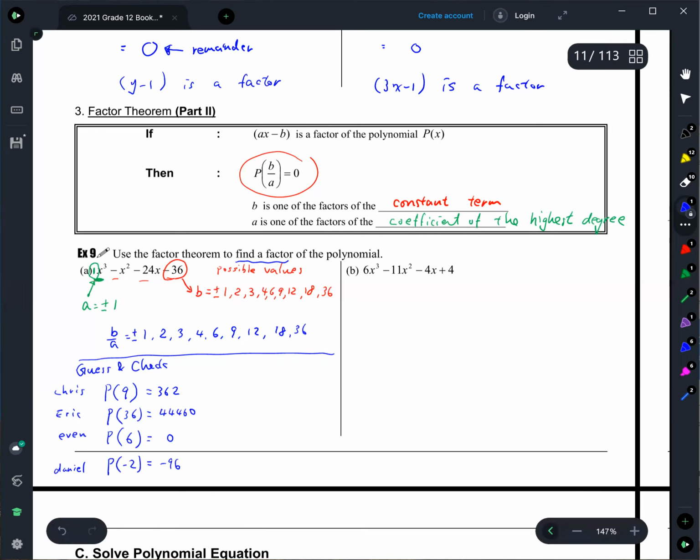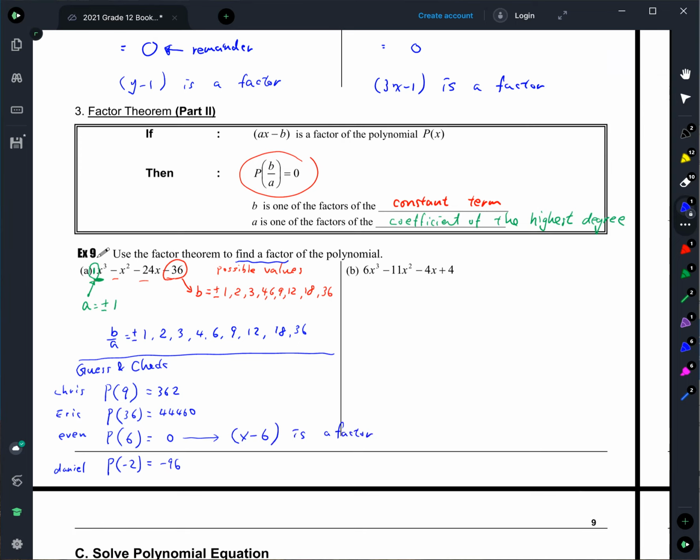So 0, right? When you get the 0, that means we found the factor. 0 means remainder is 0. Remainder is 0 means it's a factor. So x minus 6 is a factor. It's one of them, okay? There should be 2 other ones, or one more. So by guess and checking, we could find one of them. All right, so that's how this works to find one of the factors.